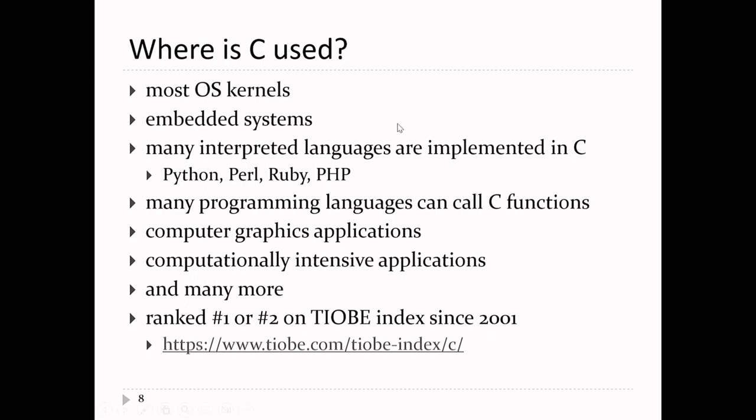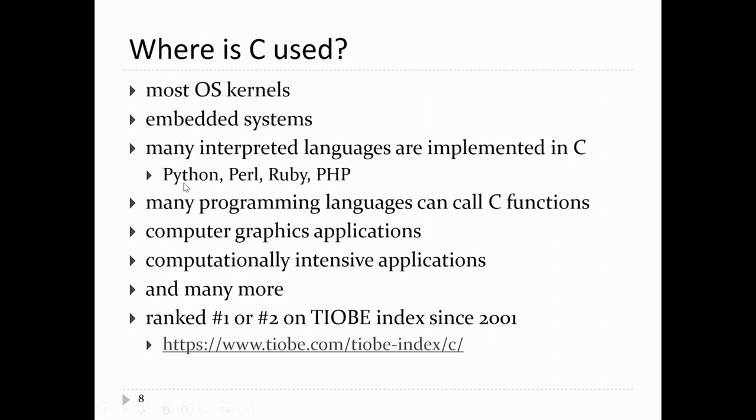Embedded systems, so all of these little computers that don't have a screen or a keyboard or anything like that, basically a little computer on a chip. Most of those, but not all, are programmed in C. So your car, a modern car anyway, probably has about 100 computers in it. Most of those computers are programmed in C, or a subset of C.